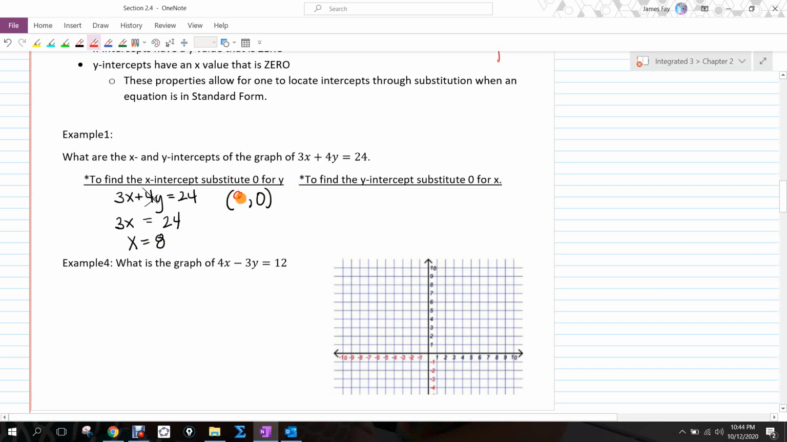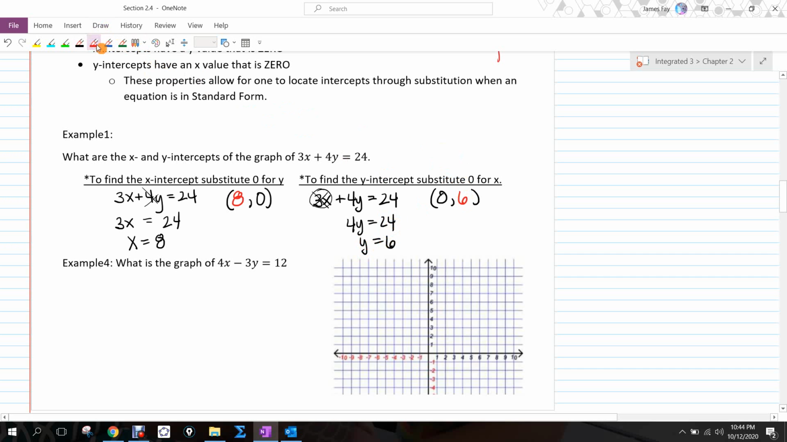So now I've got that point that I know must be on my line. Okay. Now if I want to find the y-intercept, I do the exact same thing. Take 3x plus 4y equals 24. But now if it's a y-intercept, I know x must be 0. Well, if x is 0, then that thing right there is going to disappear. And I'm left with just 4y equals 24. Y must be 6.